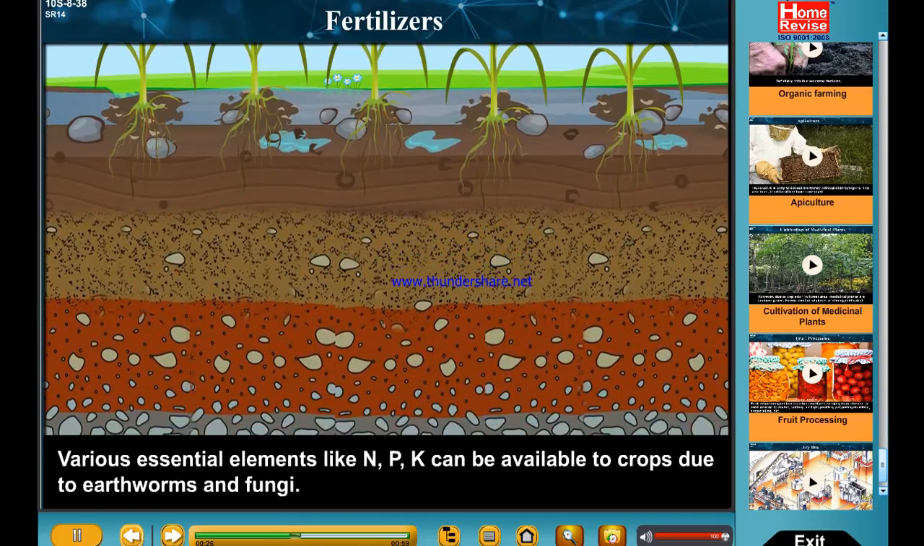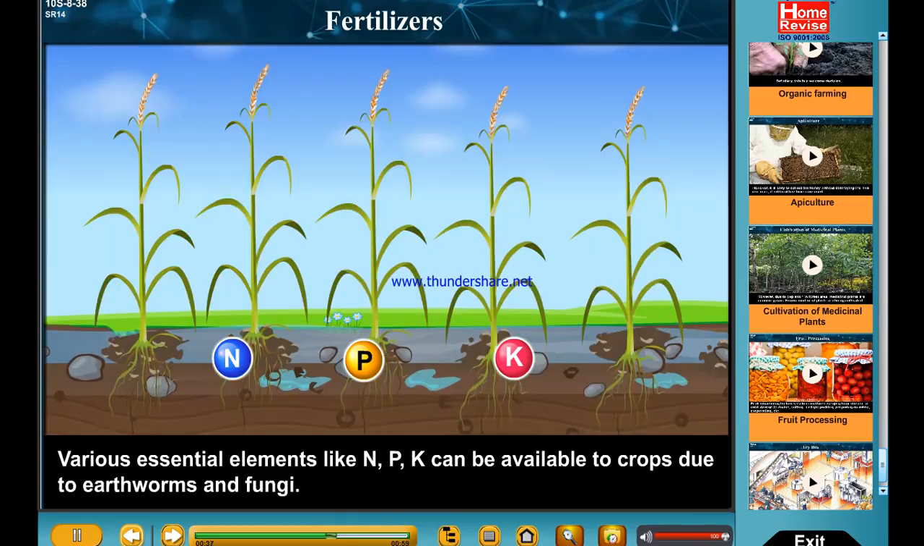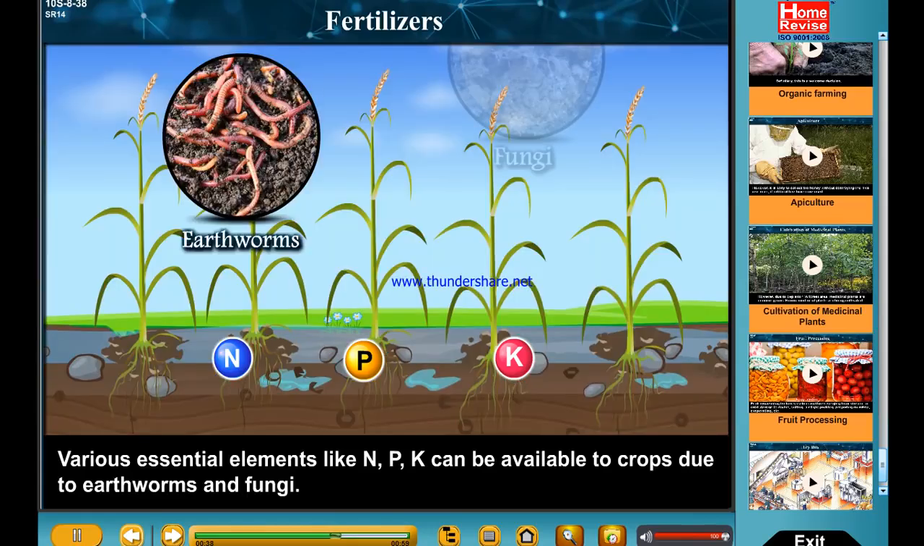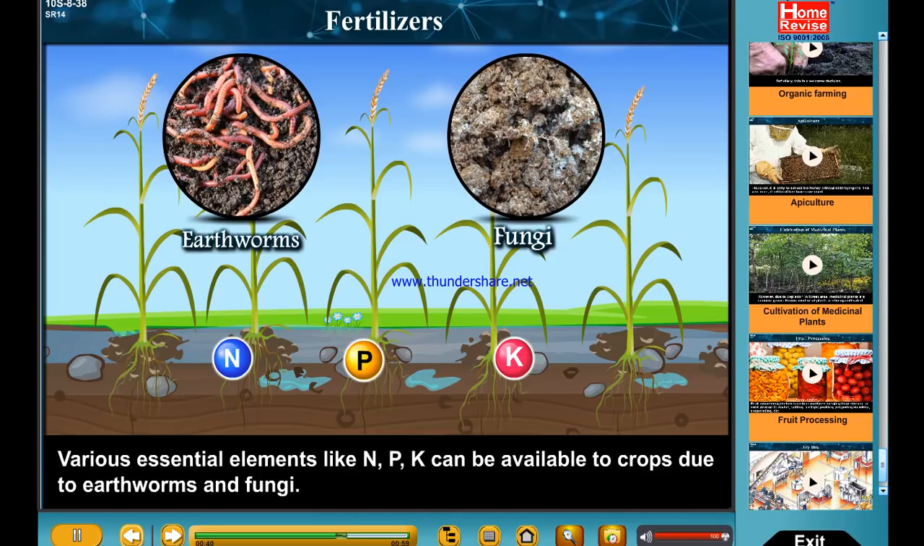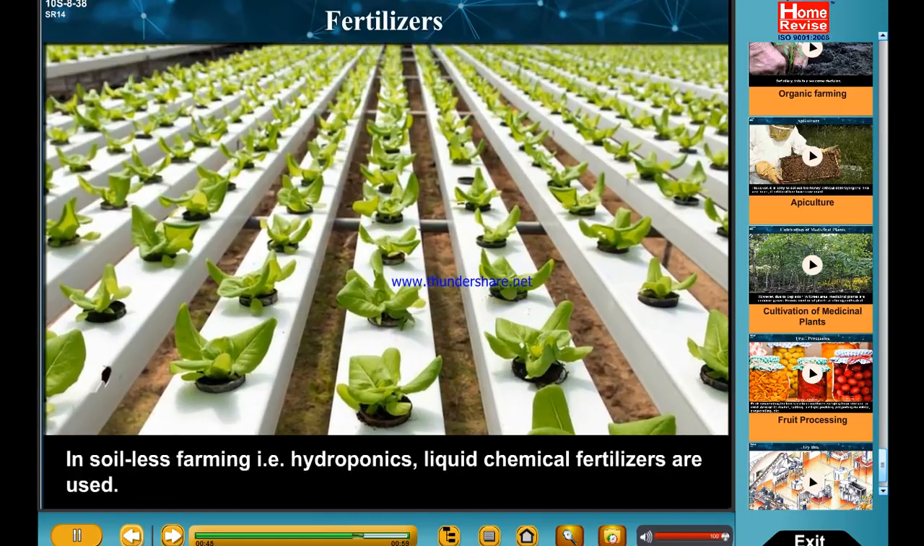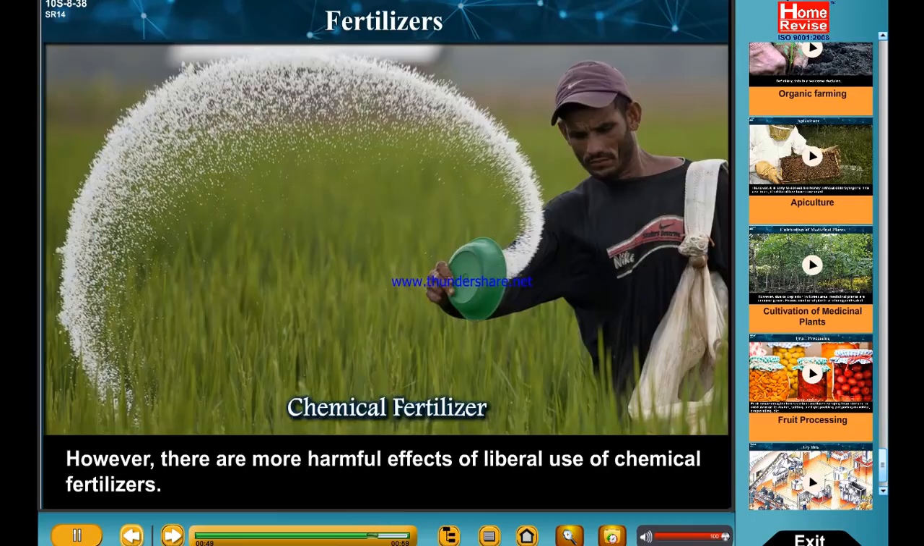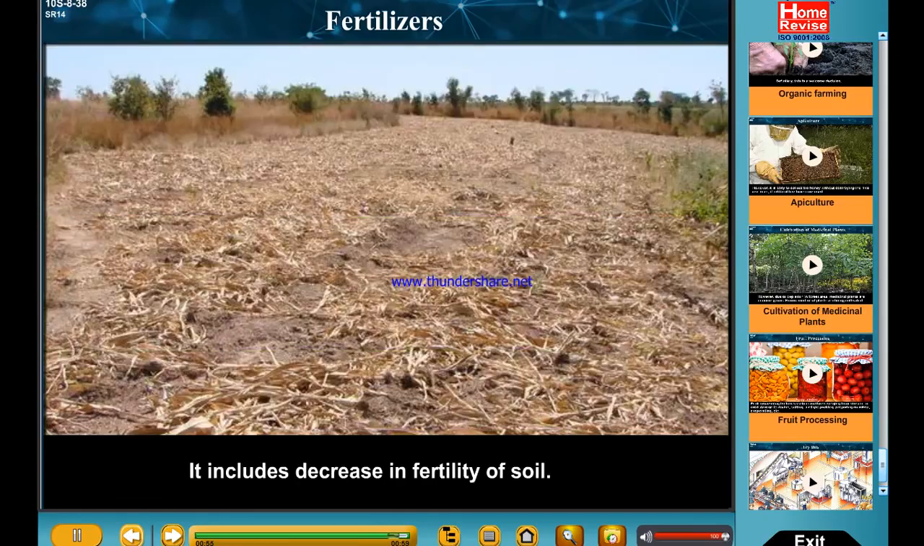Various essential elements like nitrogen, phosphorus, potassium, NPK can be made available to crops due to earthworms and fungi. In soil-less farming, that is, hydroponics, liquid chemical fertilizers are used. However, there are more harmful effects of liberal use of chemical fertilizers. It includes a decrease in fertility of soil.